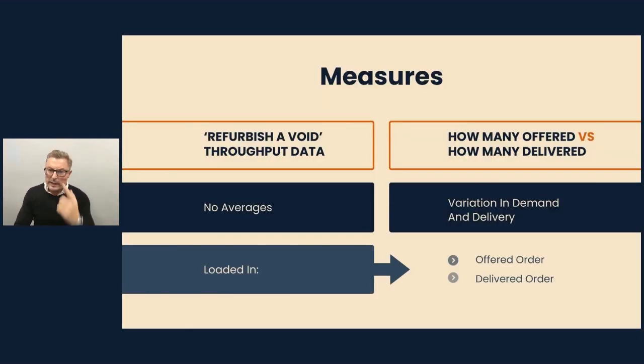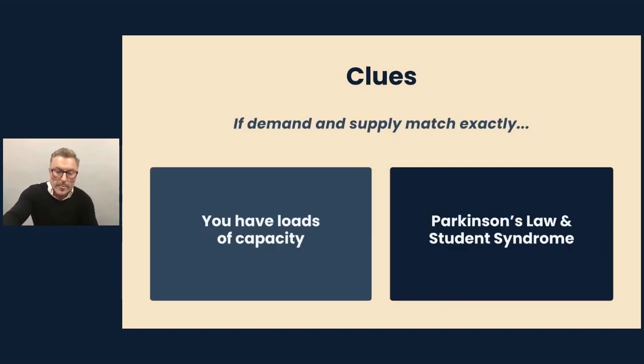So let's think about these measures. Number one, refurbish a void. The first bit of data we want to get, to understand how the system is performing today, is how many are offered versus how many are actually delivered. And we want to run that graph. So we want to see input versus output. Now here's a big clue. If demand and supply, if input and output match, then that's telling you that you actually have loads of capacity.